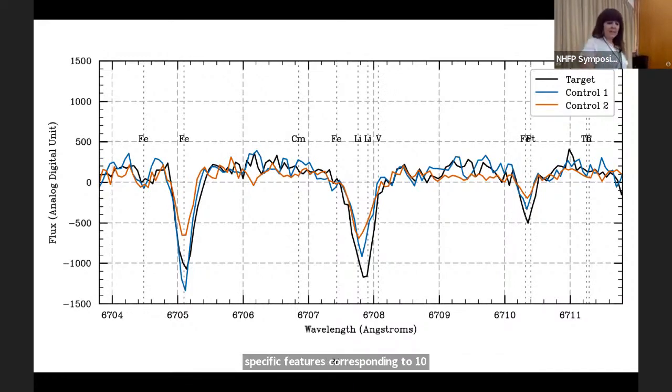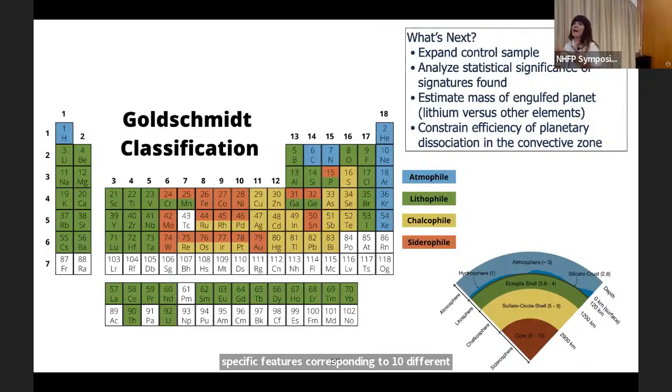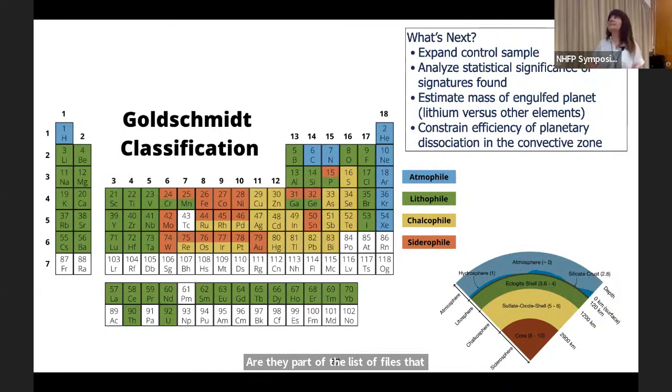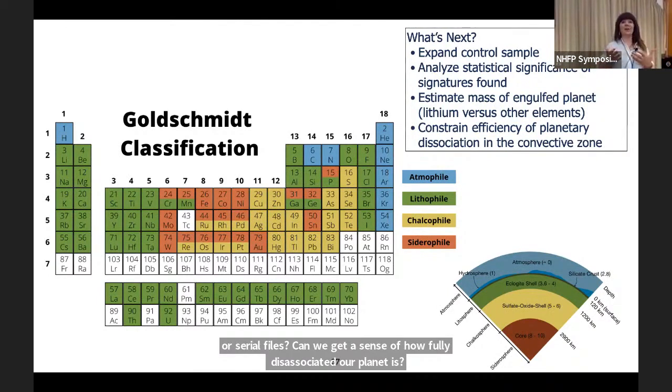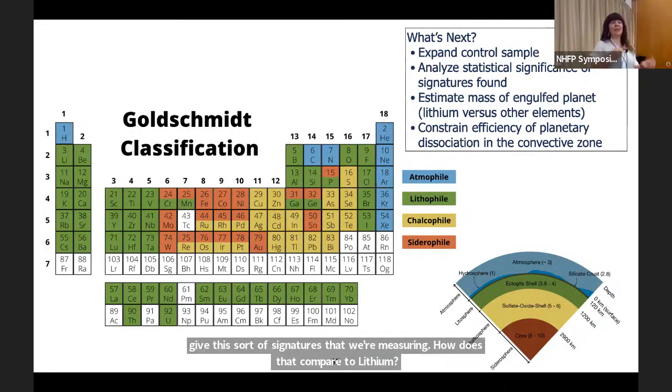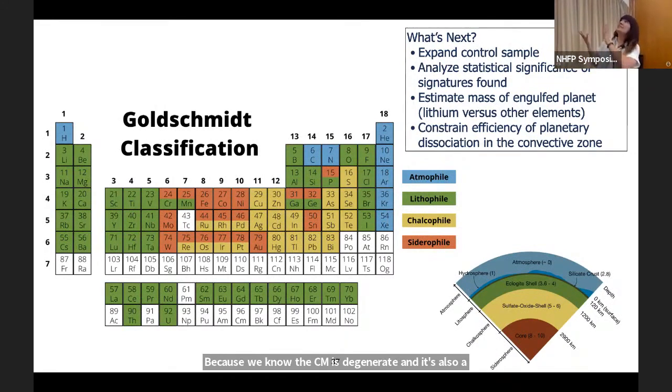And I'm very excited about the possibility that we can now work with planetary scientists to get a sense of how deeply deposited these species might be. Are they part of the lithophiles, the chalcophiles, the siderophiles? Can we get a sense of how fully disassociated our planet is? Can we get a sense of how much mass these different elements would give us that must have been ingested to give the sort of signatures that we're measuring? How does that compare to lithium? Because we know lithium is degenerate and is also a tracer of extra mixing. So this is very exciting.